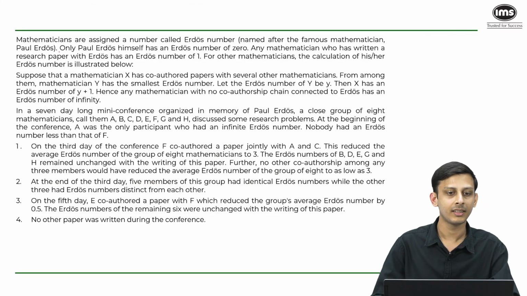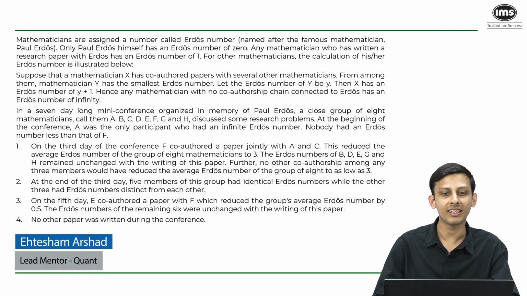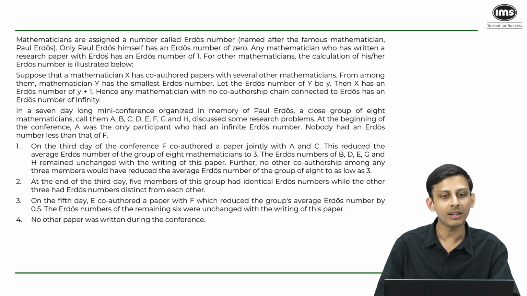In this first set, we have that mathematicians are assigned a number called Erdos number, which has been named after the famous mathematician Paul Erdos. Only Paul Erdos himself has an Erdos number of 0. Any mathematician who has written a research paper with Erdos has an Erdos number of 1. For other mathematicians, the calculation of his/her Erdos number is illustrated below.